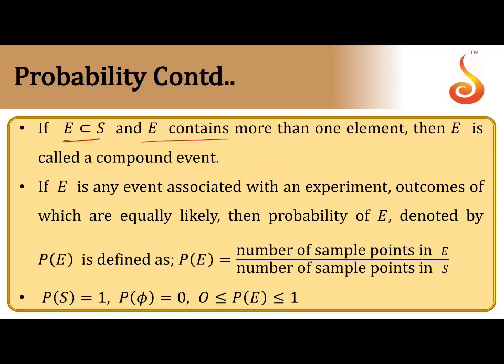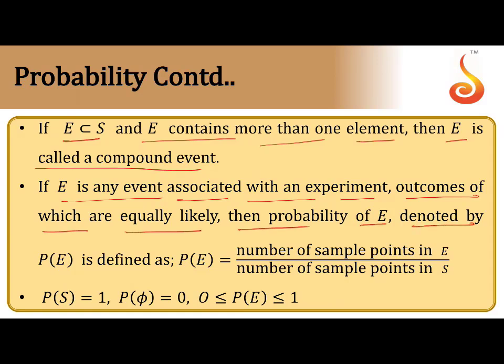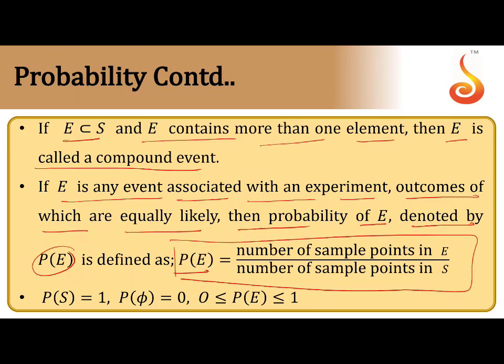If E is a subset of S and E contains more than one element, then E is called a compound event. If it has only one element, that's a simple event. More than one element is called a compound event. Next. What is the definition of probability? If E is any event associated with an experiment, outcomes of which are equally likely, then the probability of the event is denoted by P of E and defined as P of E equal to the number of sample points in E by the number of sample points in S. That means we are finding the probability of a particular event. An event means a subset of S. The probability of E is the number of sample points related to E by the total number of sample points in the sample space. That is the definition of probability.